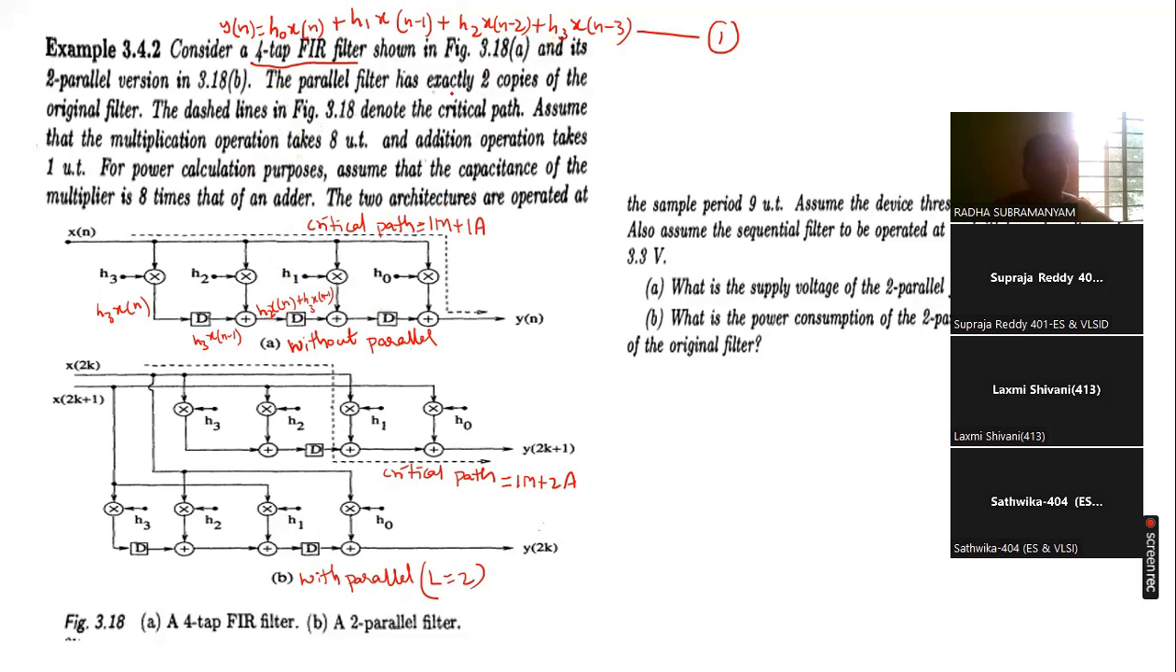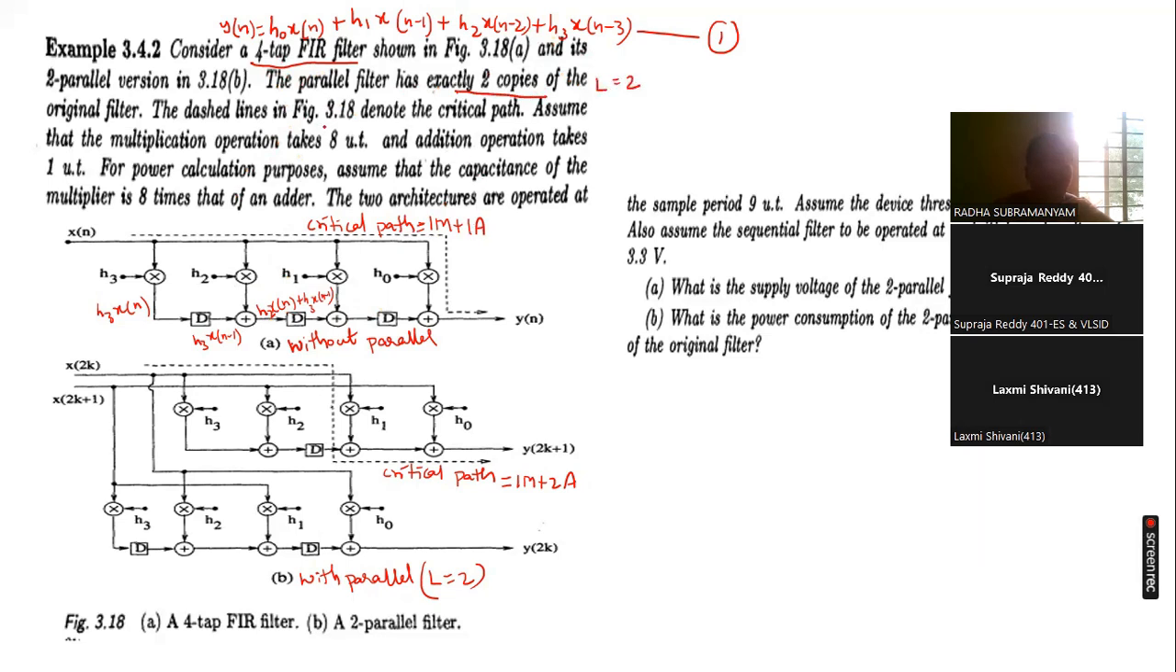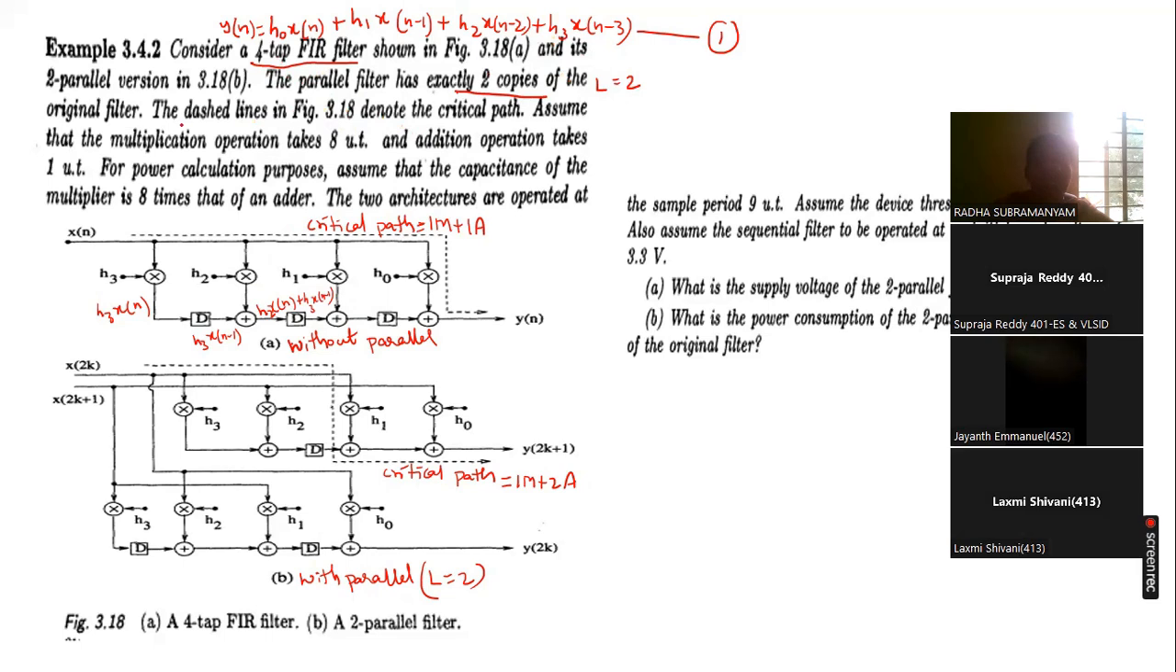So now 2 copies of the same are attached. So L value equals 2. Now dashed lines denote the critical path. We already discussed the critical path. Wherever a multiplication operation is there, it will take 8 units of time. Wherever an addition operation is there, it will take 1 unit of time.